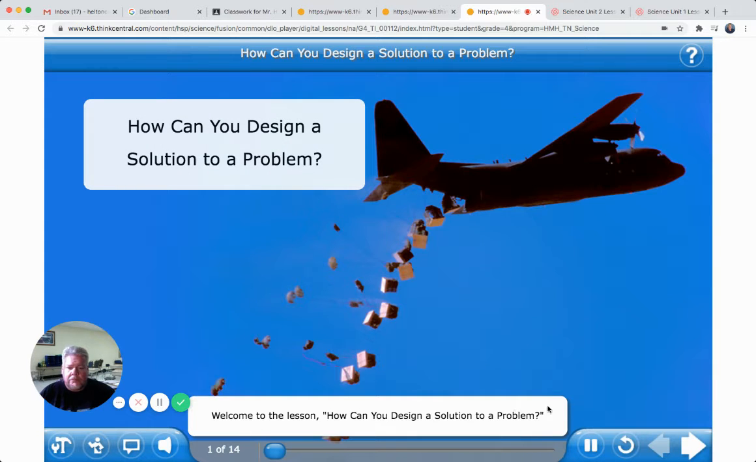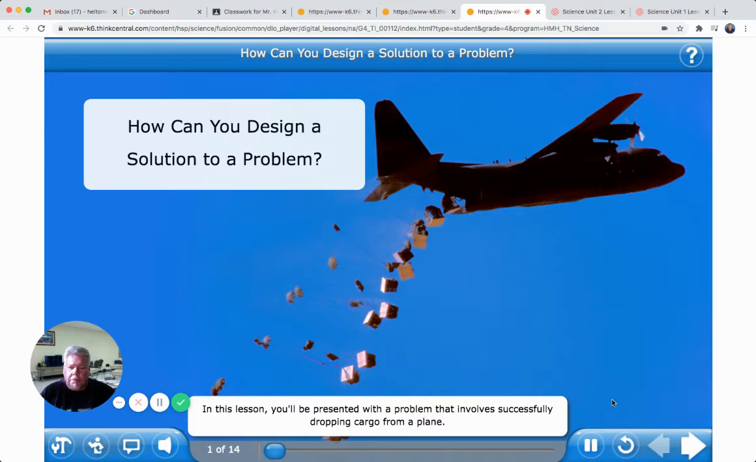Welcome to the lesson, How Can You Design a Solution to a Problem? In this lesson, you'll be presented with a problem that involves successfully dropping cargo from a plane. You are going to use a model to investigate what to use and how to use it to solve the problem.